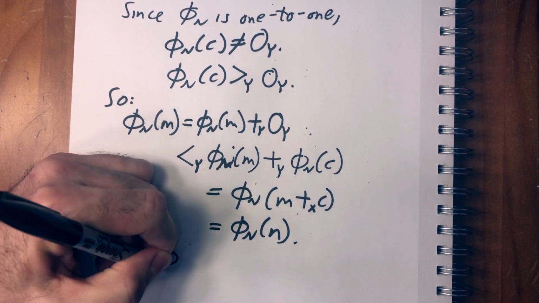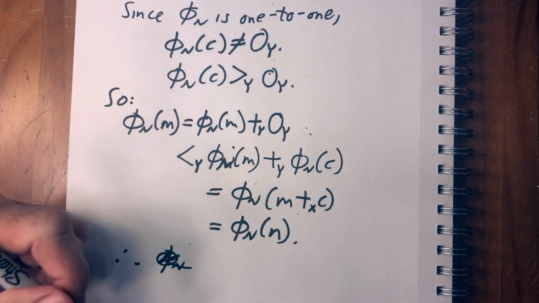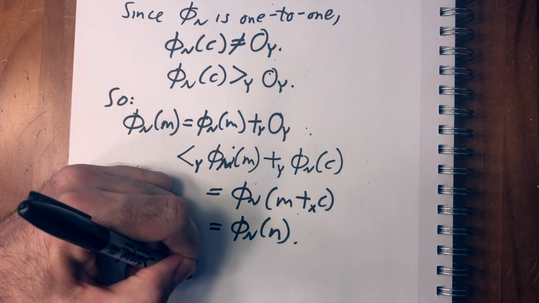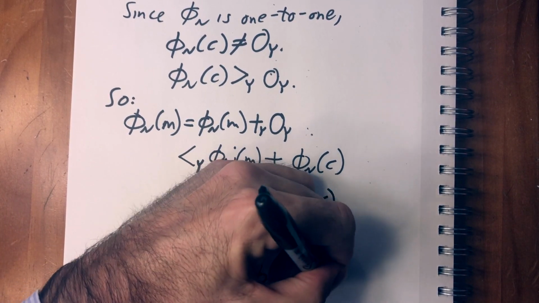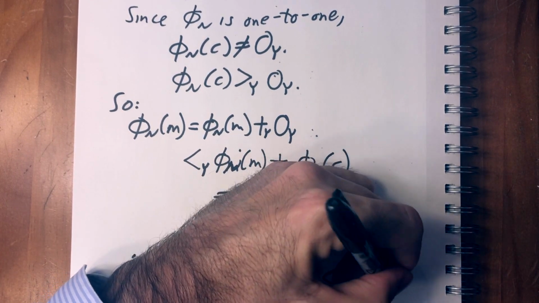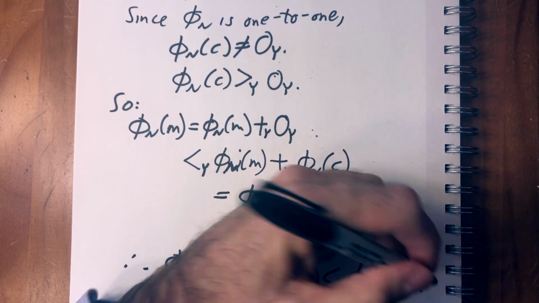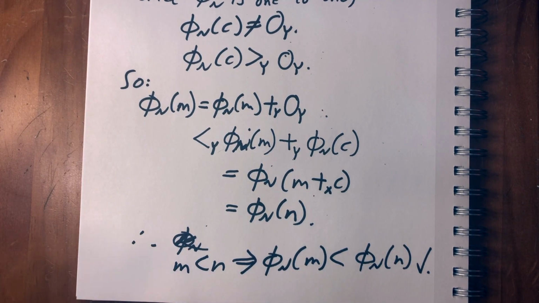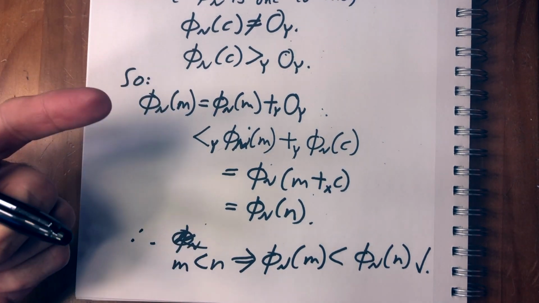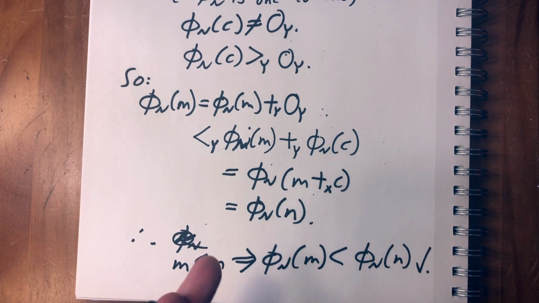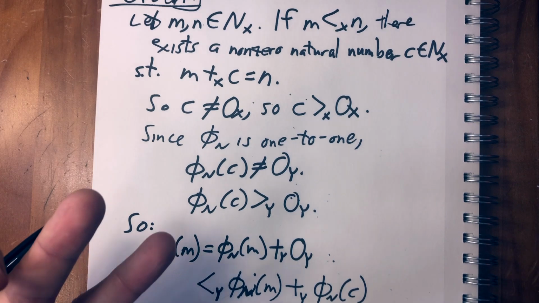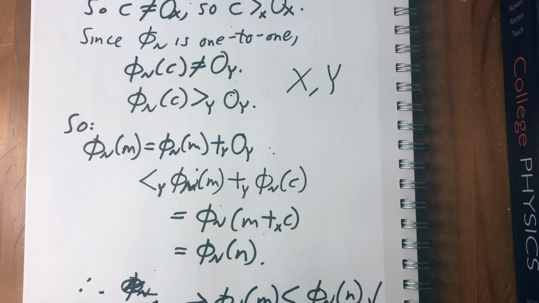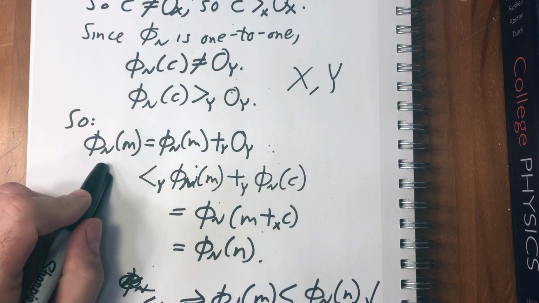Just write that down again. Oops, I'm sorry. The third step of the isomorphism is that m less than n implies that phi of m is less than phi of n. Okay, so we have shown the three things that we needed to show to prove that phi of n is an isomorphism. It's additive, multiplicative, and the ordering is preserved. Or another way of saying it, I think, is that addition is preserved, multiplication is preserved, and ordering is preserved. That means that phi of n is an isomorphism.